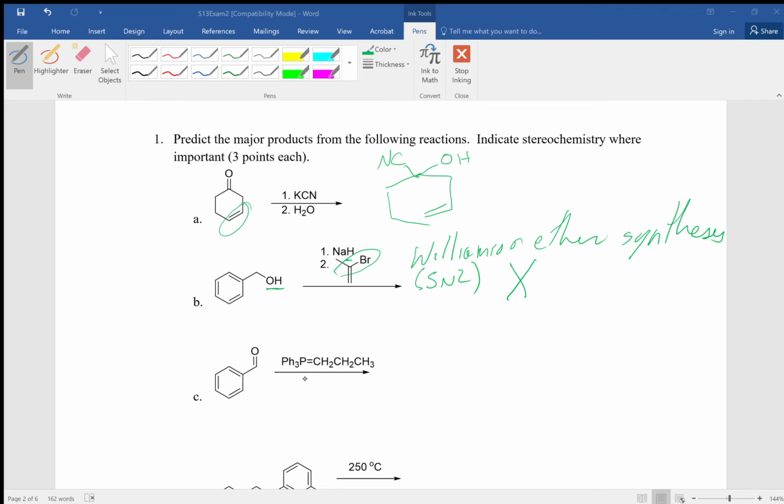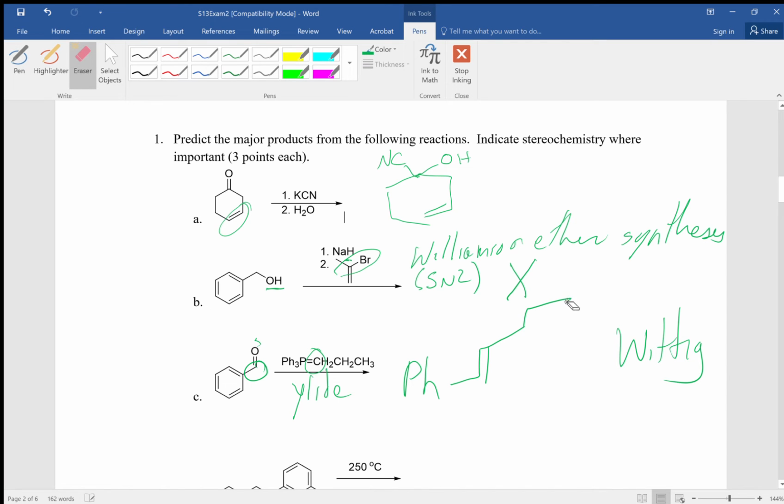Part C, we see this phosphorus double bonded to carbon, which we know is known as an ylide. That means we're dealing with a Wittig reaction, where the carbon of the ylide forms a double bond with the carbon of the carbonyl, giving us that product. One too many carbons there, so let's fix that. 3 carbons matching the 3 carbons in the ylide.